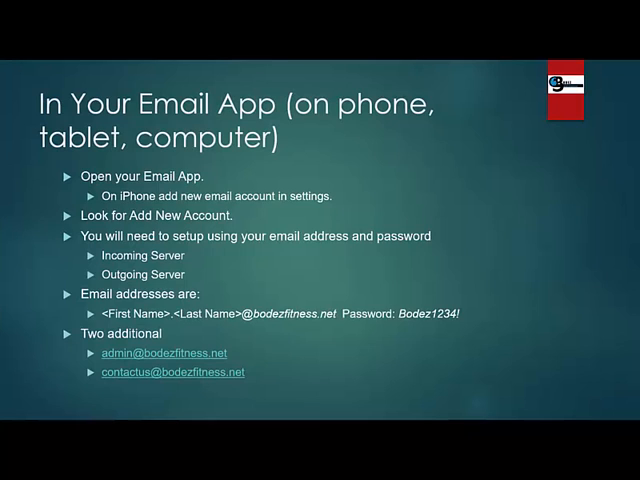Normally what we're going to do to add a new account to our email on a particular device, on our phone, our tablet, our computer, etc., is open our email app and look for the link or button to add a new account. It might be in settings for your email app. It might be on a different page of your email app, but we need to find that particular add new account setting.